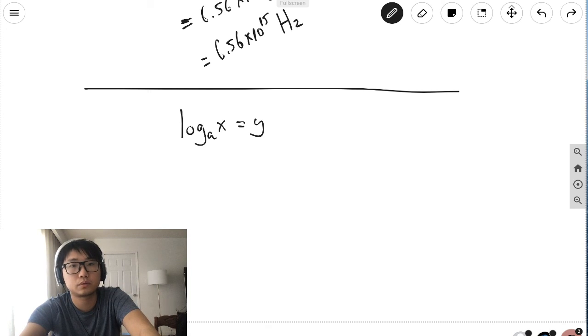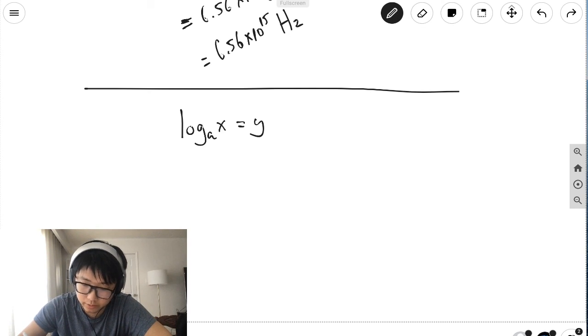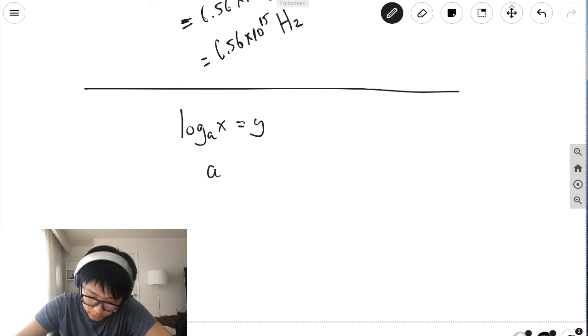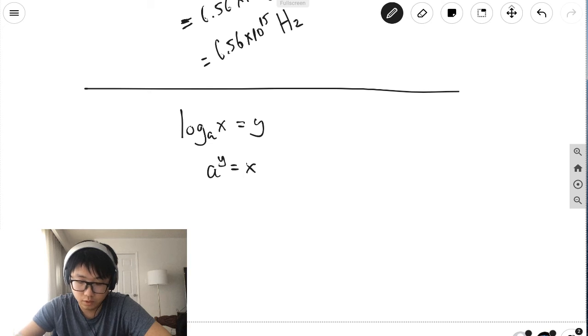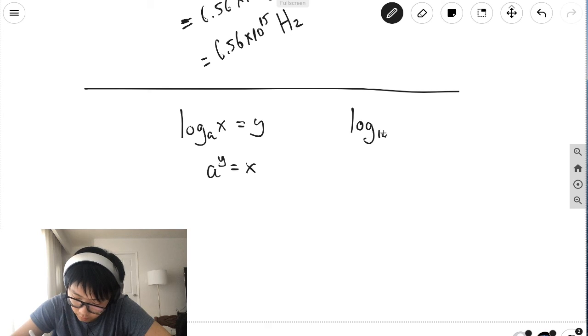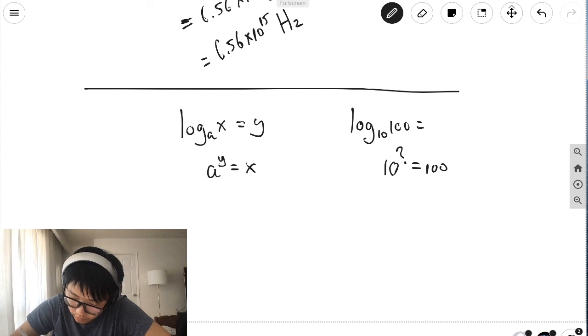Logarithm rules. Sorry, what is it? Yeah, a to the power of y is equal to x, right? So that means when you find log base 10, for example, log base 10 of 100, that's basically saying 10 to the power of what gives me 100, and you know that's got to be 2.